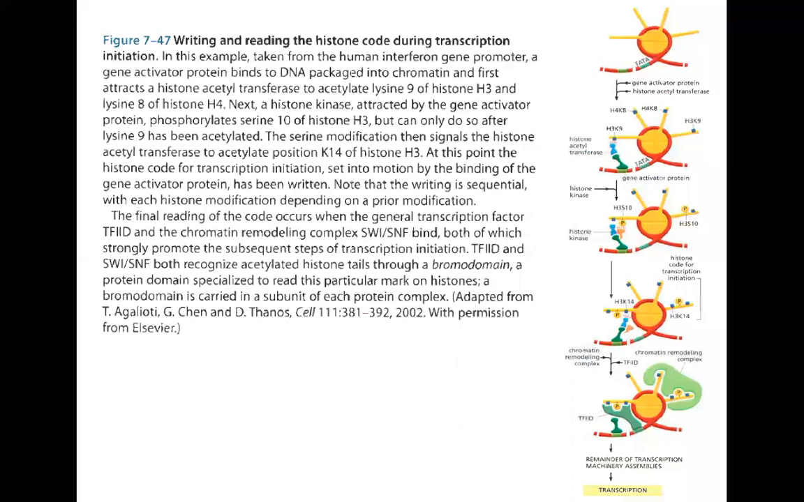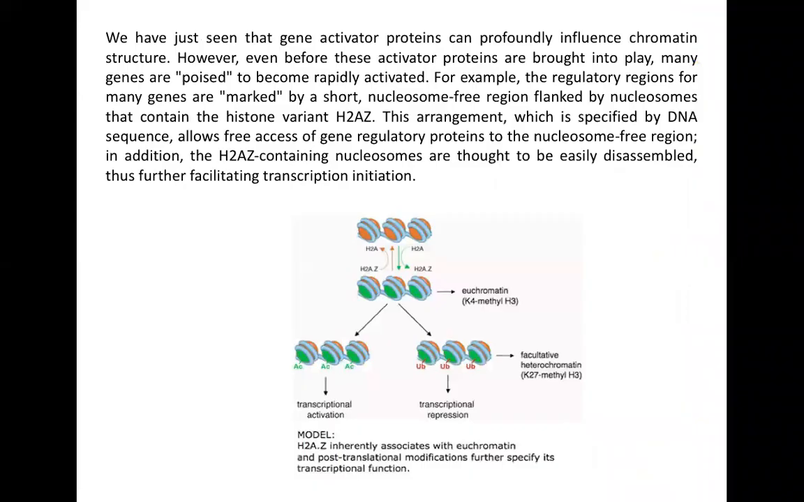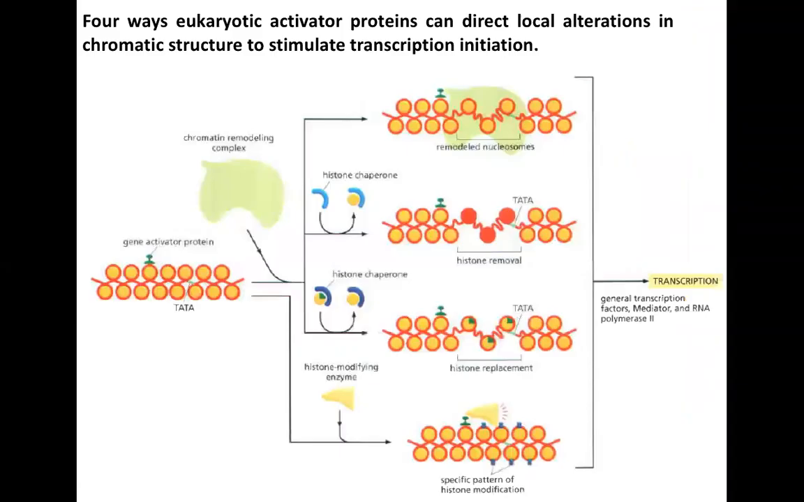So today we are going to talk about the writing and reading of the histone code during transcription initiation. We have previously discussed that when transcription needs to be initiated, the histone code is modified closer to the TATA box, so that other regulatory proteins and molecules related to transcription can bind to the TATA box and initiate the transcription. But for this, we need to relax the chromatin. After the chromatin is relaxed, we need to change the histone code for the initiation of the transcription.